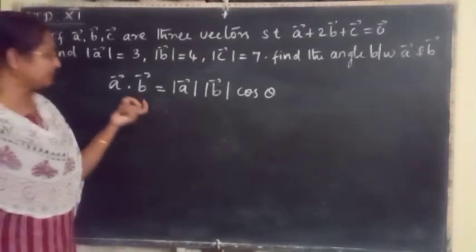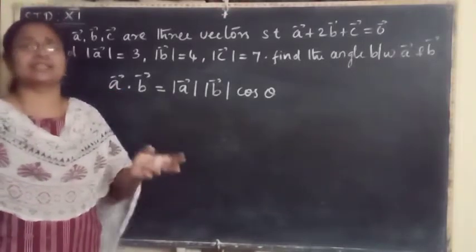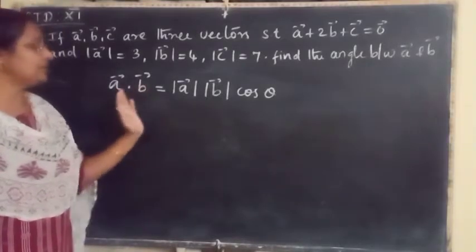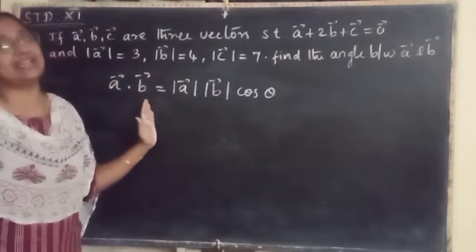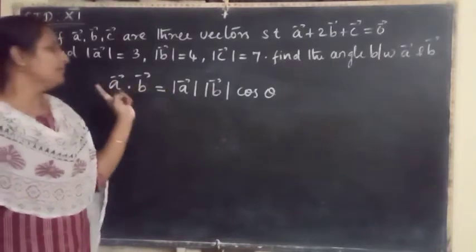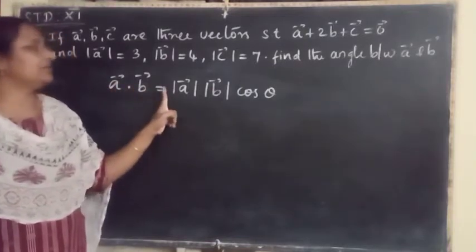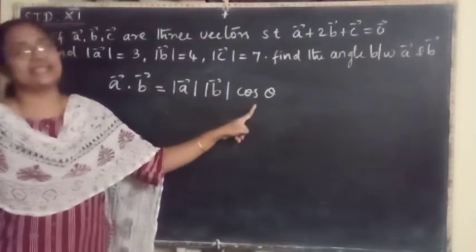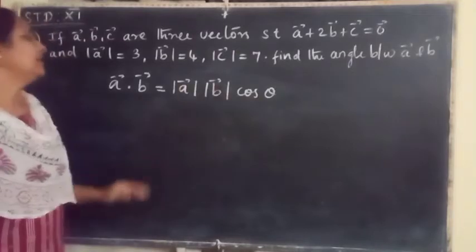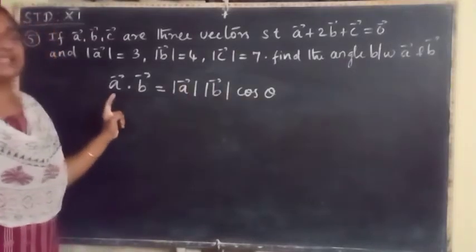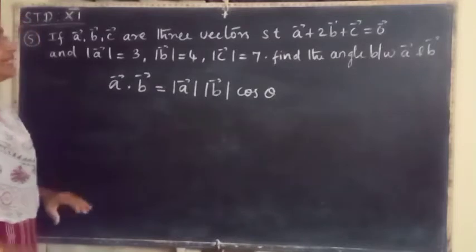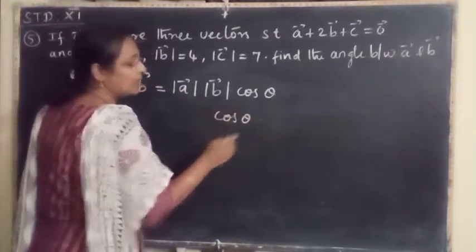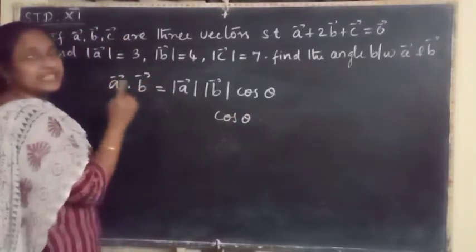Whatever the vectors may be, that is the definition. If it is between B vector and C vector, then B vector dot C vector will be equal to modulus of B vector into modulus of C vector into cos theta. Is it clear for you? In general, we are going to use the terms A vector and B vector. With the help of the same definition, we are going to find the angle between these two vectors.